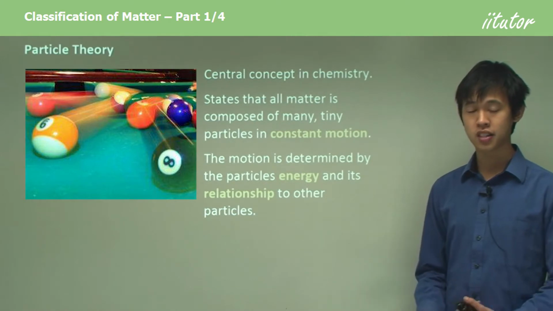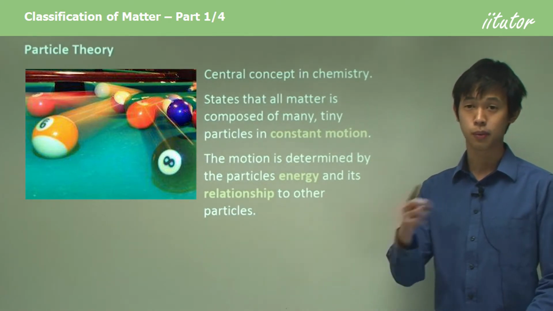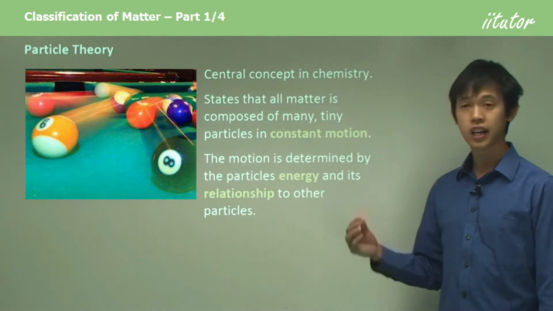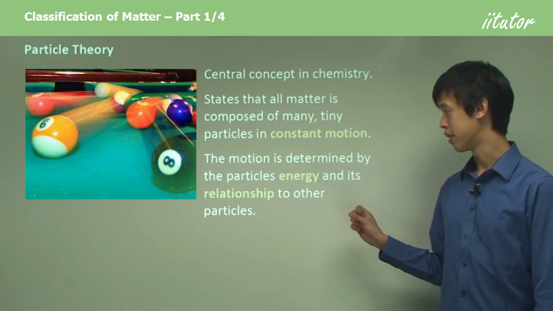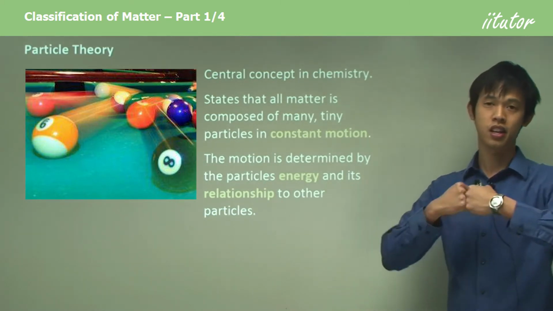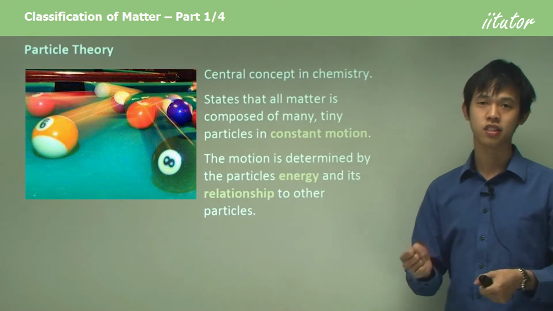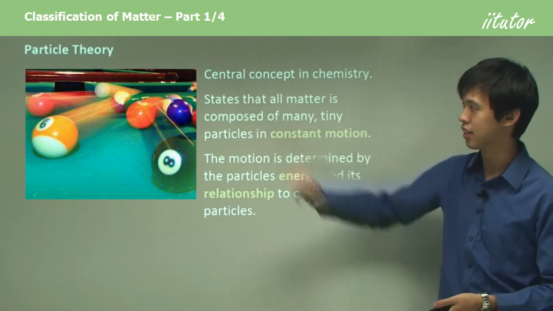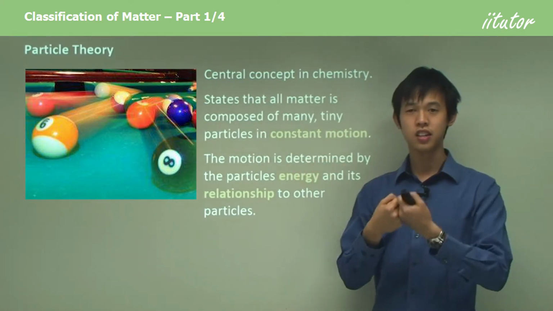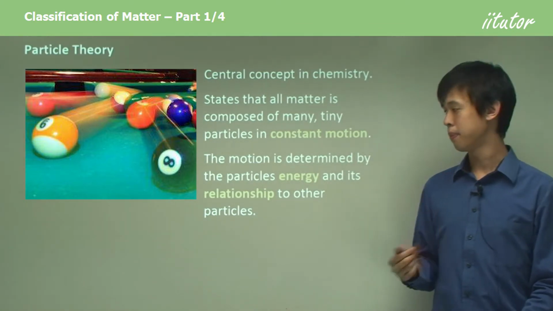So if a particle has a lot of energy, it will move, similar to a kid. If a kid has lots of energy, they'll be running around. And its relationship to other particles. So for instance, a particle moving in this direction, if it collides with another particle, then obviously they're interacting and its direction will change. Just like a billiard ball that we can see here. If two billiard balls hit each other, then their direction will change and that changes their motion, okay? And that's what it means.